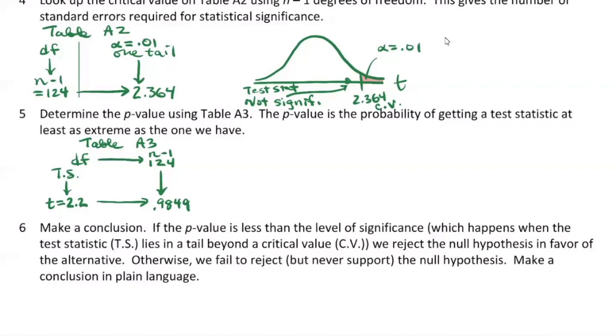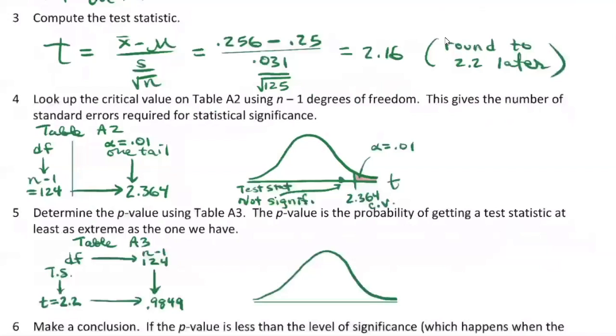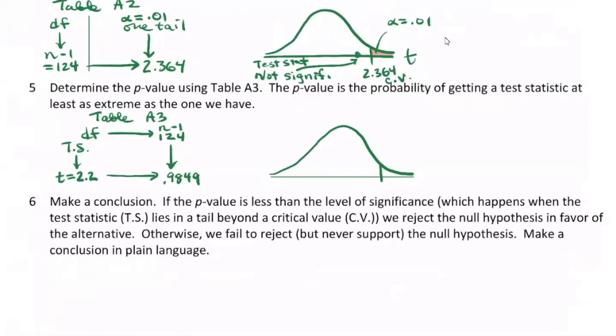Maybe draw the picture. So the test statistic was 2.16. I'll just put the 2.2 now. The area the table gives is 0.9849. That's the area to the left. These tables only give areas to the left. Okay. And the p-value, being a right-tailed test, needs to be the area to the right.